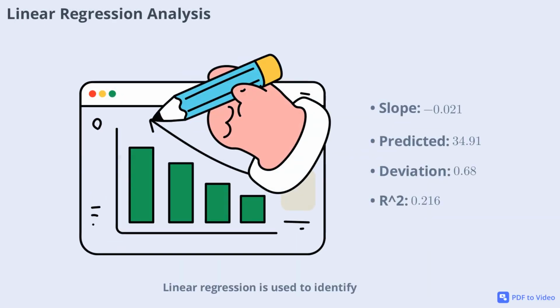Linear regression is used to identify the underlying trend in price data. For COWG, the regression slope is -0.021, indicating a slight downward bias. The predicted price is 34.91, with a deviation of 0.68 and a deviation percent of 1.96%. The R-squared value is 0.216, suggesting a weak fit. These results reinforce the earlier observation of a lack of strong trend, with prices oscillating around a central value.